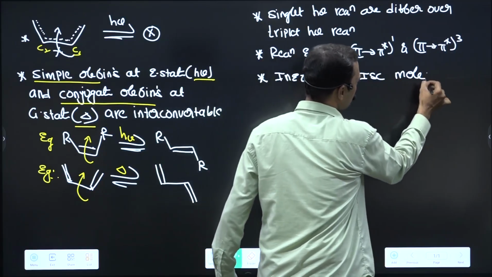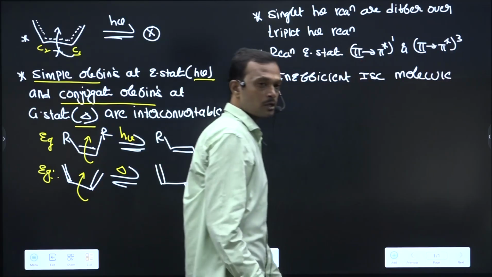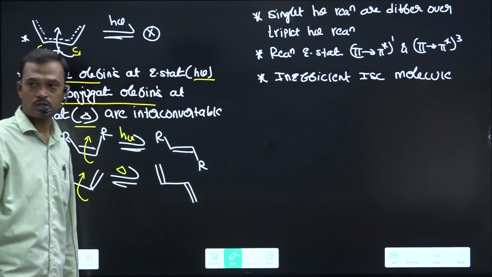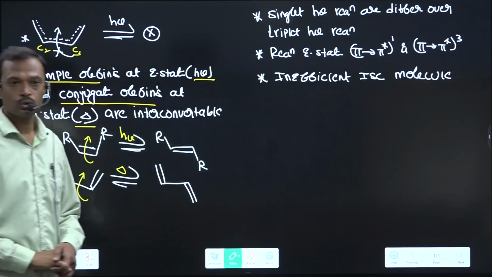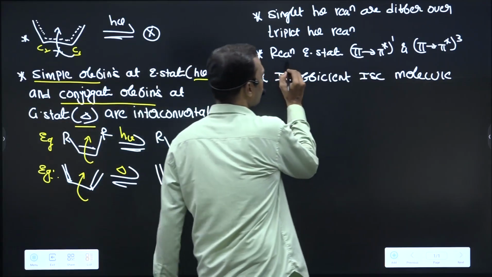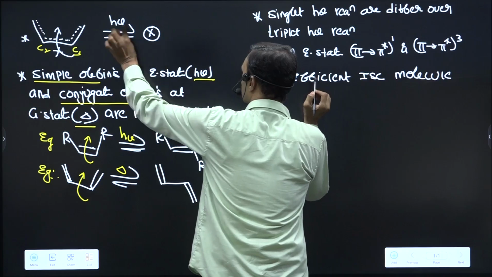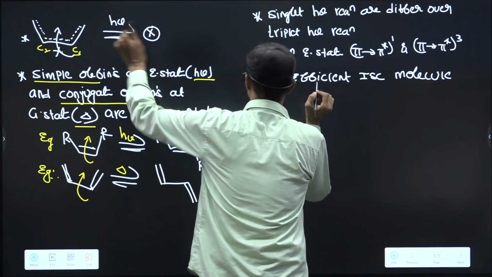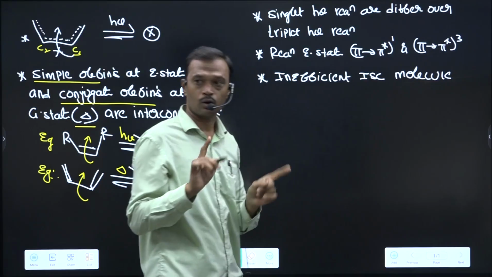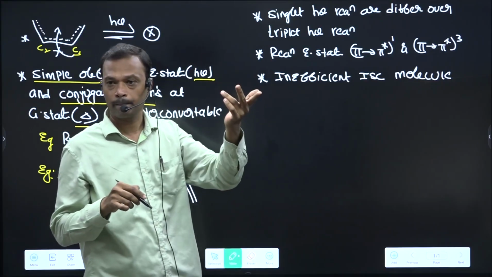It is an inefficient ISC molecule. Means, can you generate a pi to pi star triplet? Is it possible to generate a pi to pi star triplet? No. So this molecule, 1,3 butadiene, never converts to the trans isomer photochemically. They never undergo excitation photochemically.